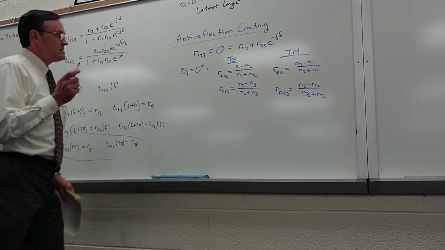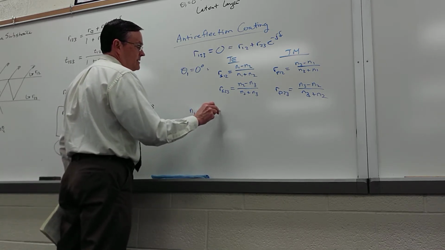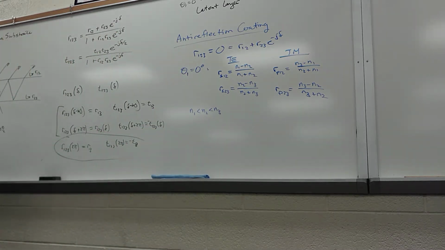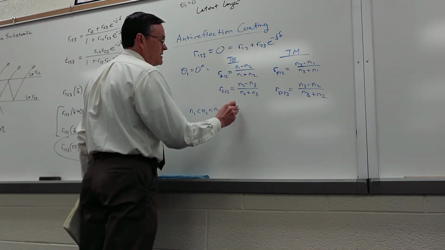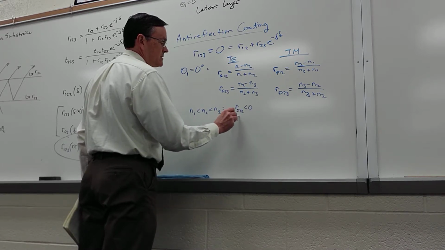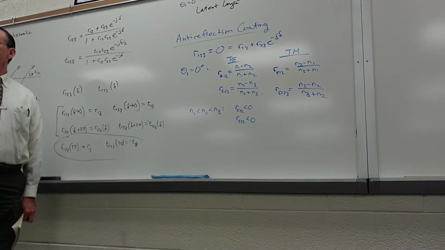Okay, now let's assume that N1 is less than N2 is less than N3. So that would be where we had, for example, N3 is a piece of glass, N1 is air, and N2 is a film where the refractive index is somewhere between air and glass. Okay, so that's kind of a normal situation. Then, in that case, notice that R_s12 is less than 0, R_s23 is less than 0. In other words, they have the same sign.